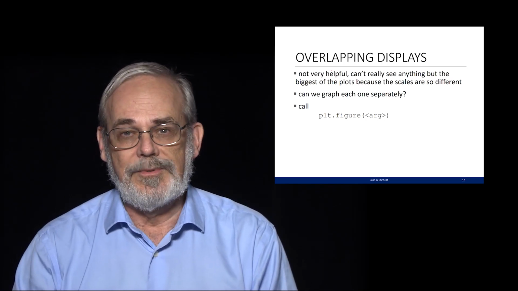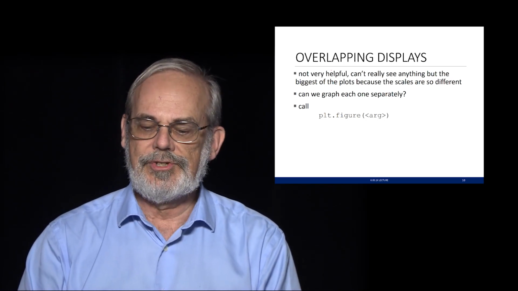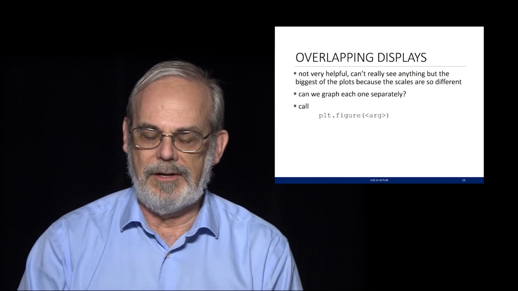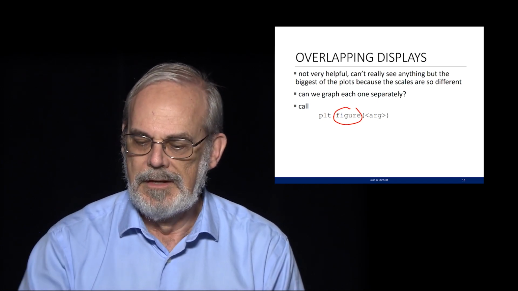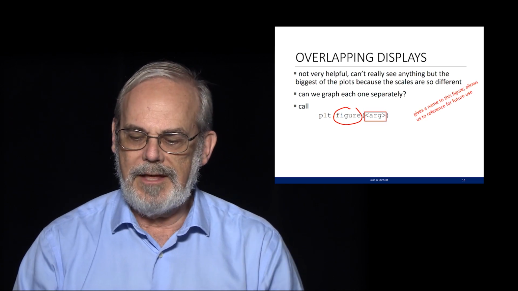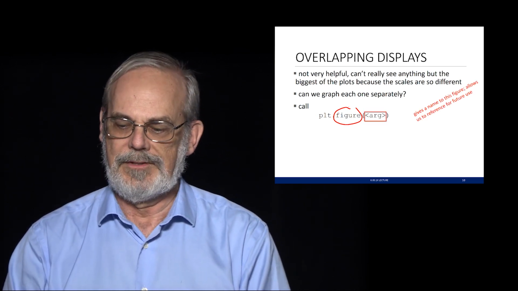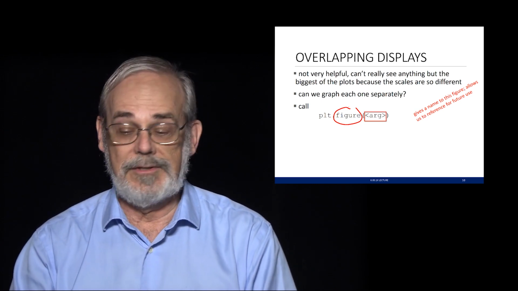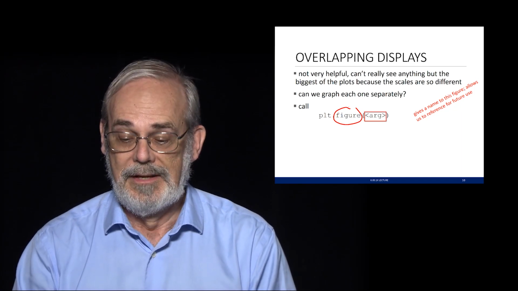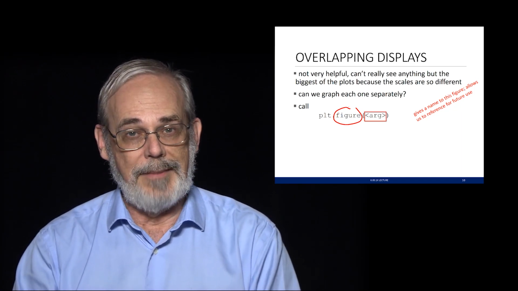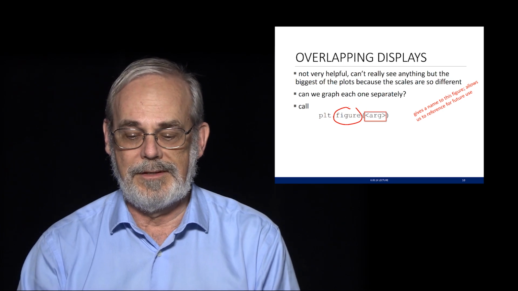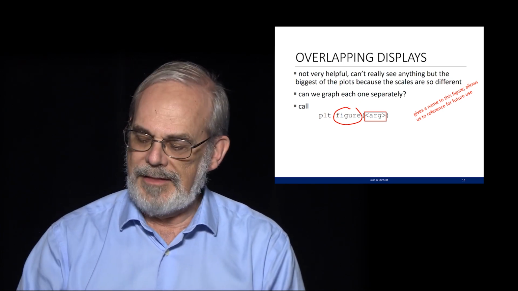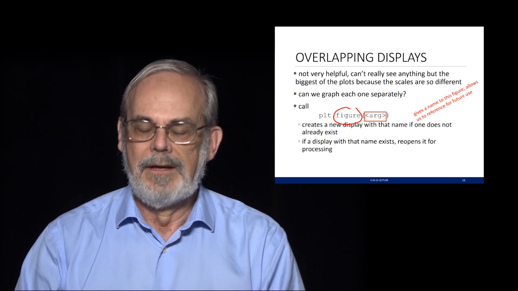So could I graph each one separately? And the answer is sure. I'm simply going to call another function called figure, and I'm going to give it an argument, and that argument simply gives a name to this figure. It's going to allow me to generate different windows, different displays for different graphs. And in fact, I'm going to be able to refer back to that figure if I want to do other things inside of it.